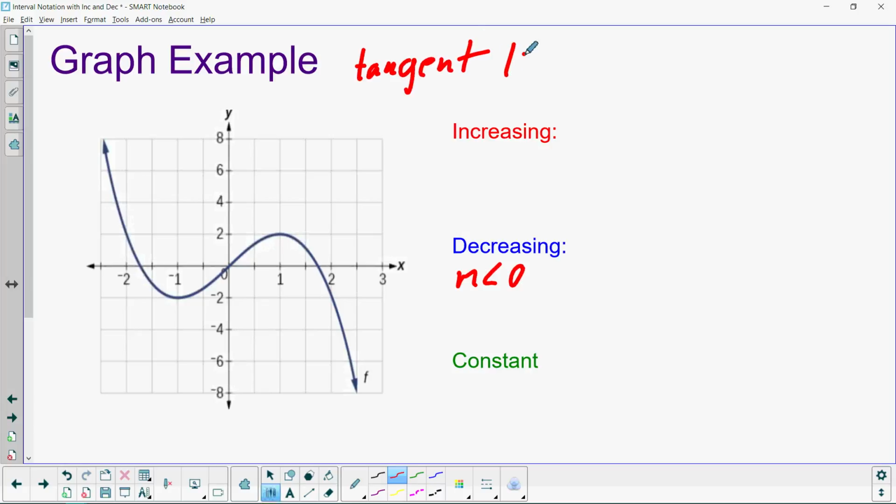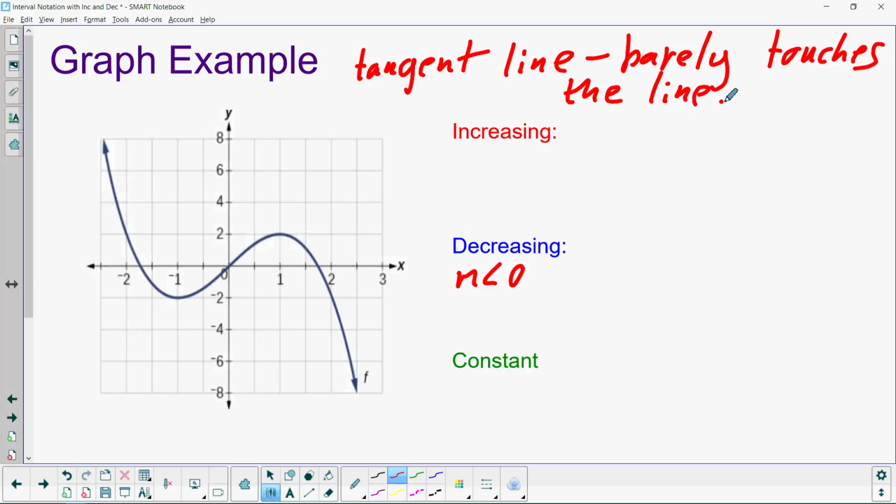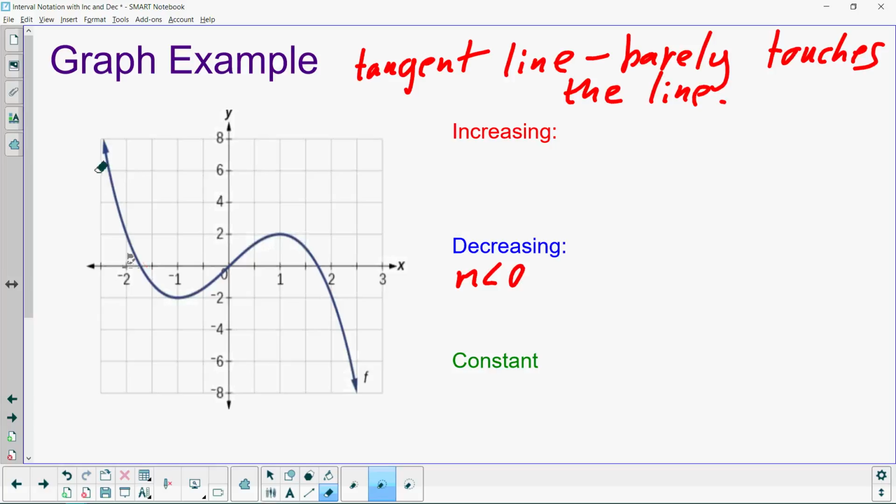Okay. And a tangent line just means it barely grazes the line. So let's look right here at just this section of graph, and we want to know, is it increasing or decreasing right here? So we're going to draw a straight line that just barely touches the graph, like that. So it kind of touches right there. This straight line has a negative slope because it's going down as we move to the right. So this section here would be decreasing, and we want to know, where does it stop?